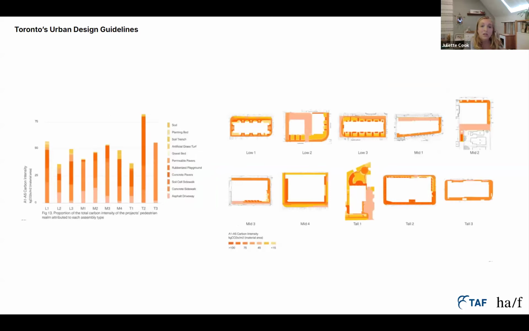And so in a similar way to the heat map that we did for the facade of the buildings, we can apply that same kind of imagery to the landscapes, where on the original slide, we were just looking at the different percentage breakdown of the area of these different assemblies, hardscapes and softscapes. And here we're actually looking at the carbon intensive nature of them. So the hardscapes correlating to the darker oranges that are higher carbon, and the softscapes in the lighter colors.